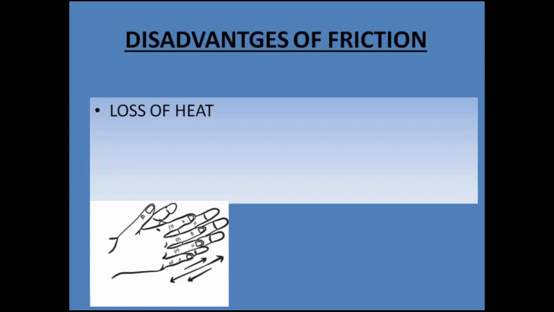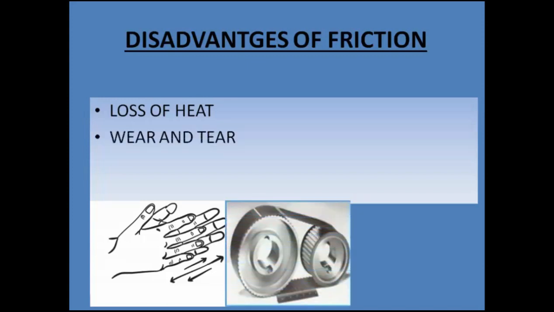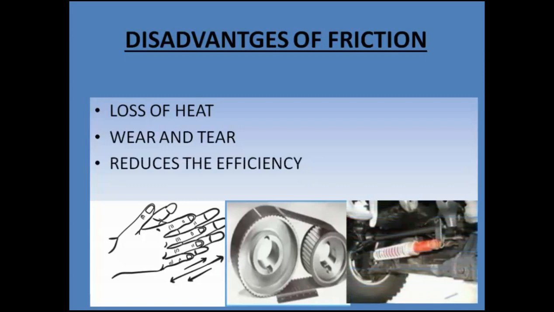Now, when the heat is lost, we feel warm after rubbing our hands. What does this cause? This causes wear and tear. The wear and tear is due to the excessive friction. And this leads to a reduction in the efficiency of every machine that we see around us.